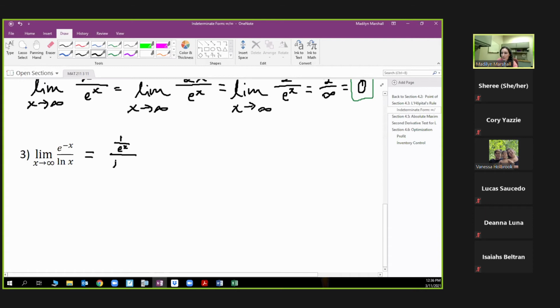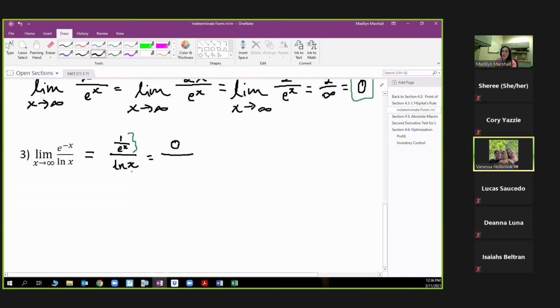And ln of x is just itself. So this is actually not a good L'Hopital problem because it's not really indeterminate. 1 over e to the x would just have a limit of 0 because we have that same kind of situation here. If the denominator is getting super big and the top is not changing, that's just 0.